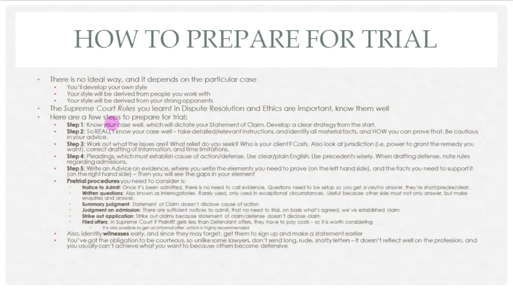And strike-out application, that's to strike out a claim because the statement of claim or defense doesn't disclose a claim. Or filed offers, which is in the Supreme Court, if the plaintiff gets less than the defendant offers, then they have to pay for the cost, so it's worth considering. It is also possible to get an informal offer, which is highly recommended. Also, identify witnesses early. Since they may forget, get them to sign up and make a statement earlier.